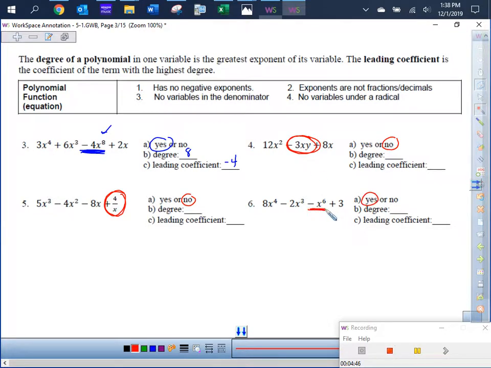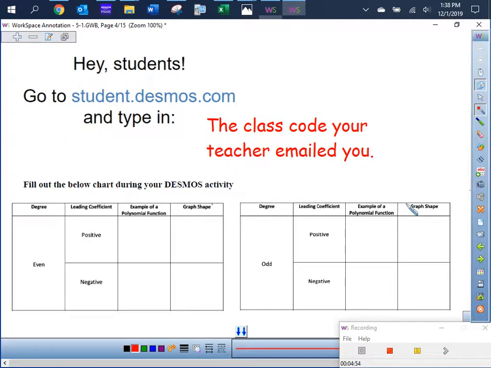So this is the guy with the biggest exponent on him. He's got a degree 6 and a leading coefficient of -1. So this was a warm-up, and now what we did in class was we did a Desmos activity.